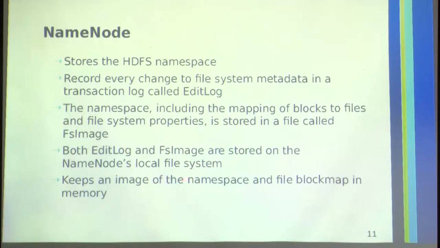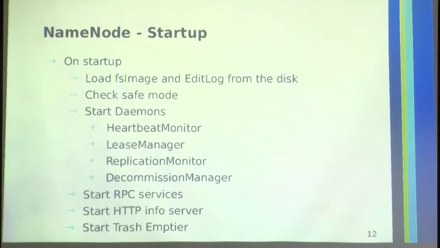It keeps an image of the namespace and the file block map in memory as it's running, obviously. So there's a bit of a procedure we go through when the name node starts up. I'll shut down the name node and start it up, and it doesn't really show much, just nodes going off and then on again. We can see later. But it's going to load the file system image and the edit log from disk.